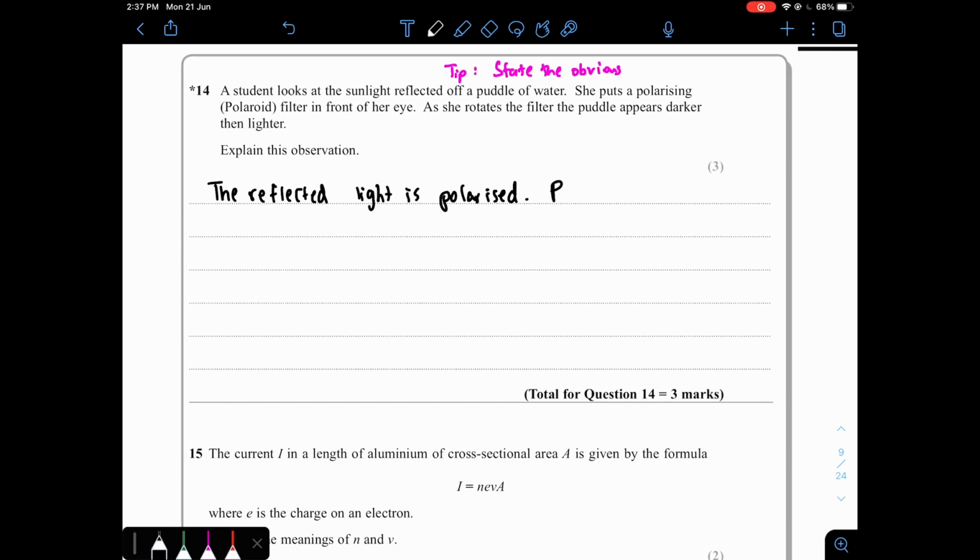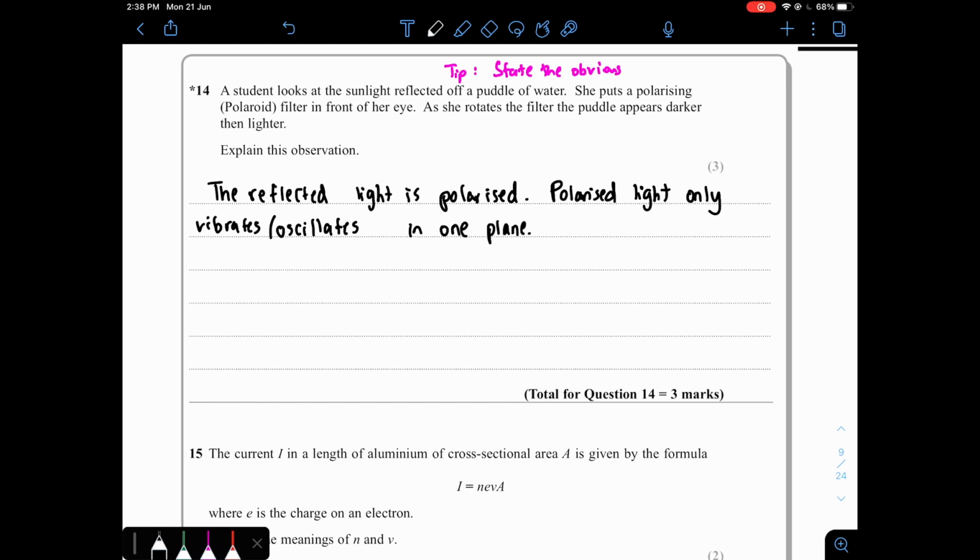So we know that polarized light only travels in one plane. I'd say it only vibrates, let's say vibrates or oscillates. Oscillates is also fine, in one plane or one direction, one plane. Okay, so we have defined what polarized light is.